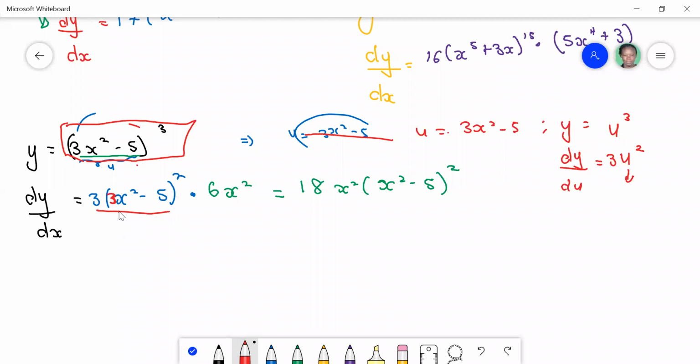It was a 3 I left out. And we had 6x squared, but I think it will be 6x. Yes, 6x. So you differentiate this and you have 6x.